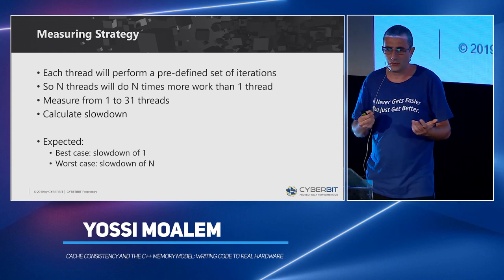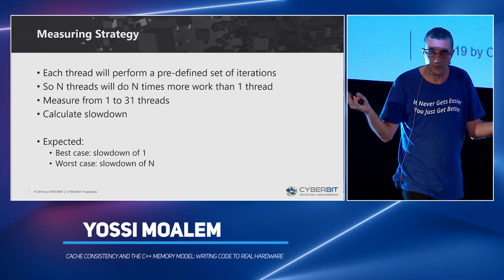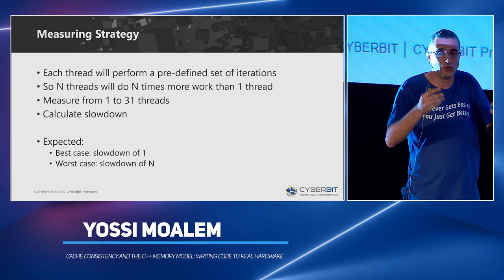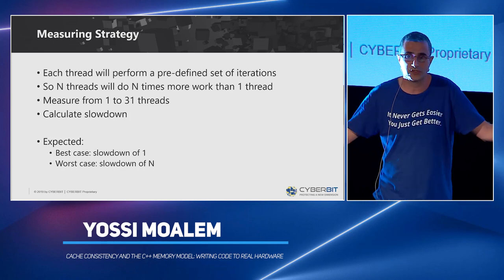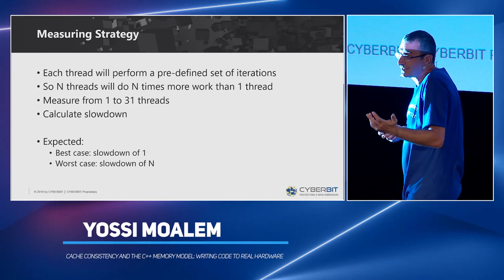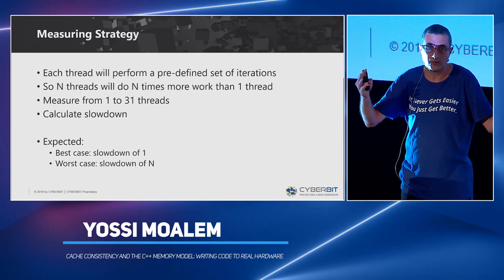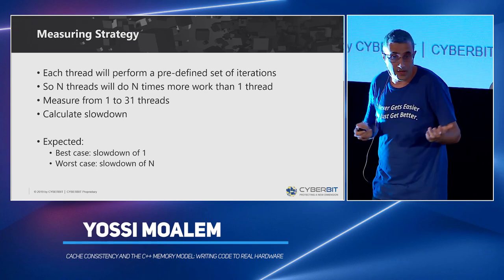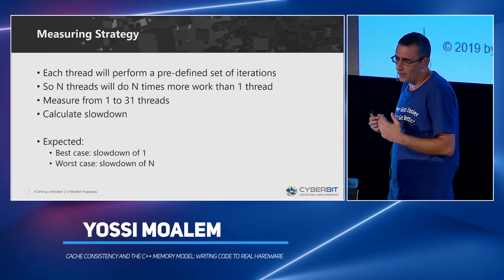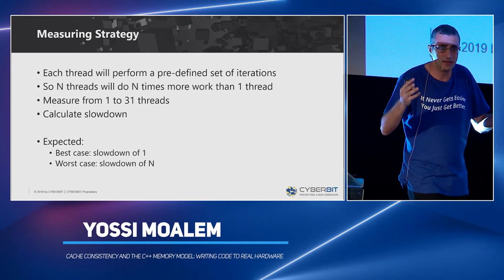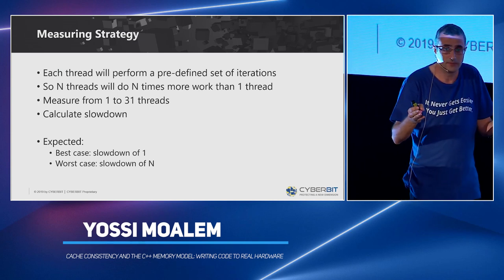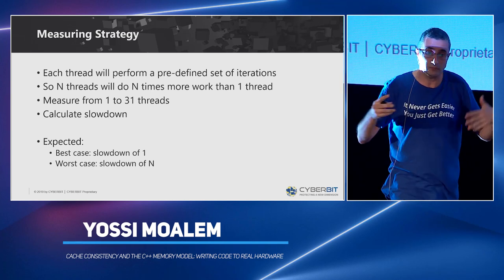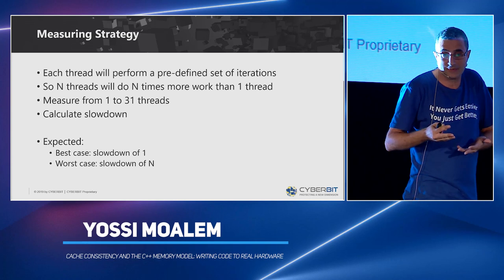Now we expect the slowdown cannot be smaller than one, right? Because still every thread needs to do the same amount of work. So the best case is that they don't hinder each other, and every thread will just do its work regardless of what all the other threads are doing, and that's a slowdown of one. It takes exactly the same amount of time for five threads to do the work as it takes one thread. But we also expect that the worst case would be n. Because if I do it sequentially, one thread will do its work, then the other thread. If I have five threads doing it, it takes five times the time that it takes one thread, right?